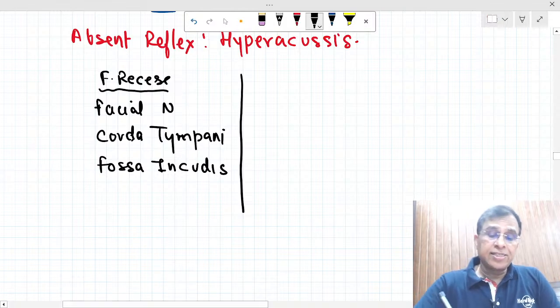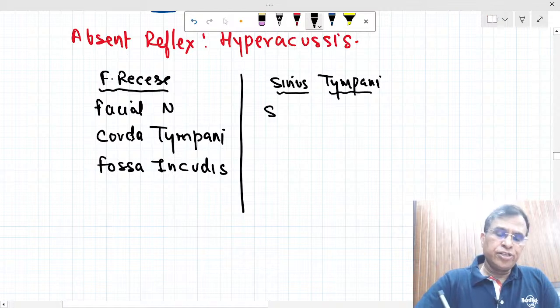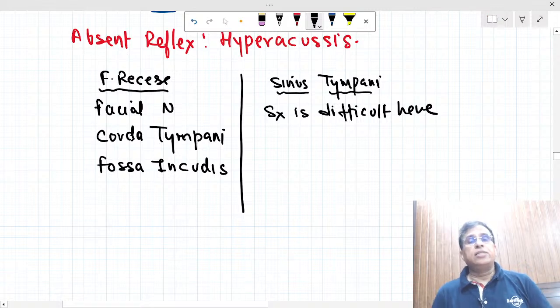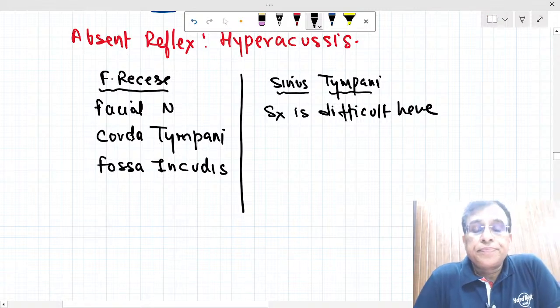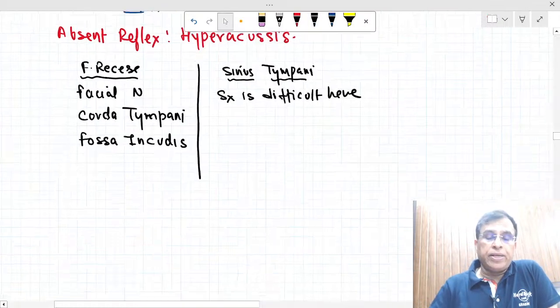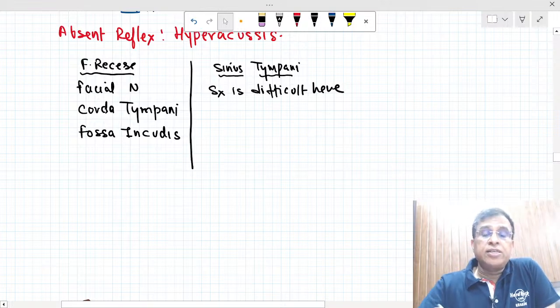On the other side there is the sinus tympani, isn't it? Now what do you have to know about the sinus tympani, which is on the other side of the facial nerve? You have to know this, that surgery is difficult here in the sinus tympani. You cannot do surgery in the sinus tympani. It's difficult. Meaning, if somebody has a disease in the sinus tympani, like cholesteatoma, even after the surgery, the disease cannot be removed. It will remain behind.